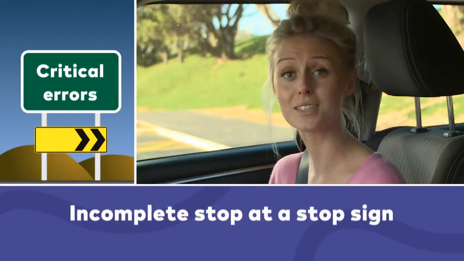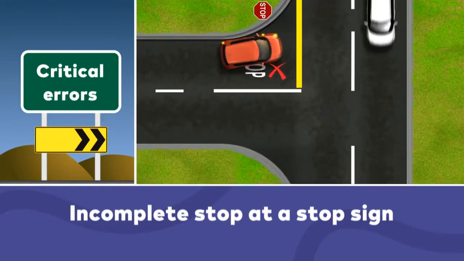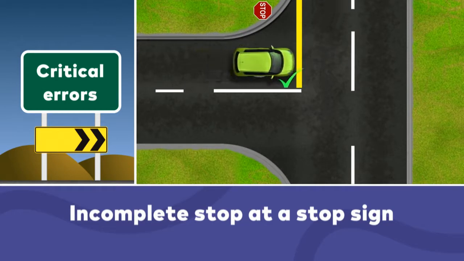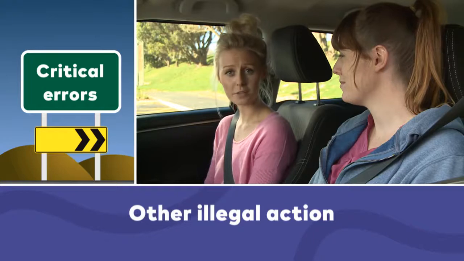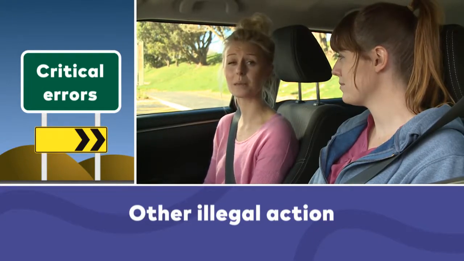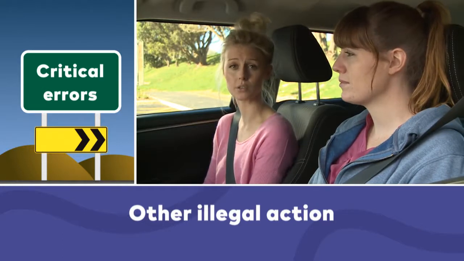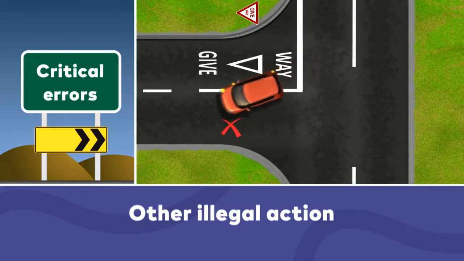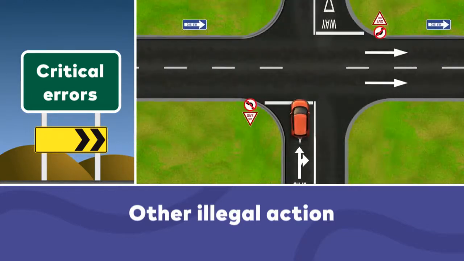Incomplete stop at a stop sign. Slowing down but not coming to a complete stop at a stop sign is a critical error in the restricted license test. However, if you do this in the full license test, it's an immediate fail. The final type of critical error is any other illegal action that doesn't cause immediate danger to other road users or property. Some common examples include cutting corners and turning into the wrong lane at intersections.